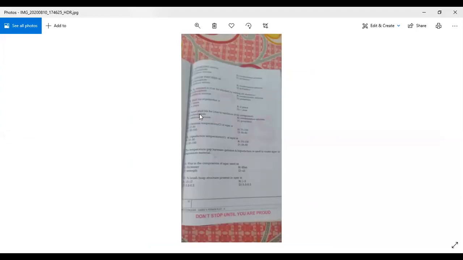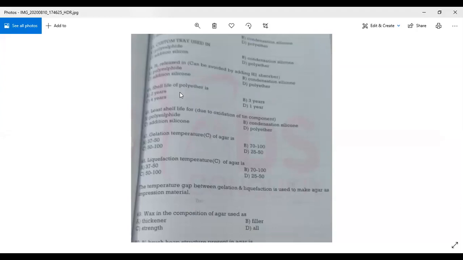Now, shelf life for polyether is 2 years. Even I didn't know this; this question has come. Liquefaction is 70 to 100 degrees. Gelation is 37 to 50 degrees.